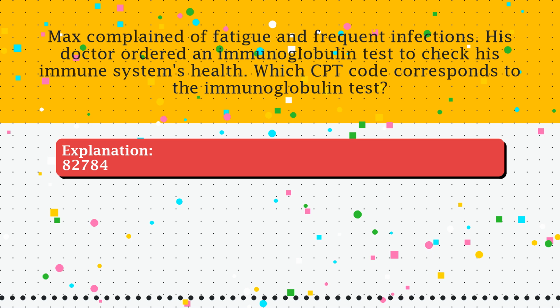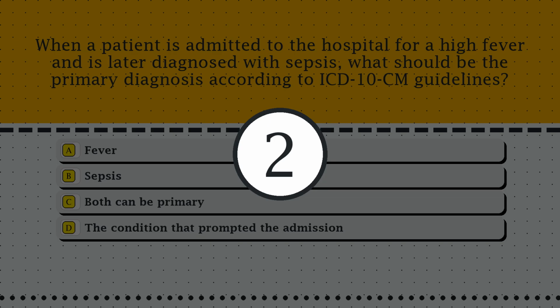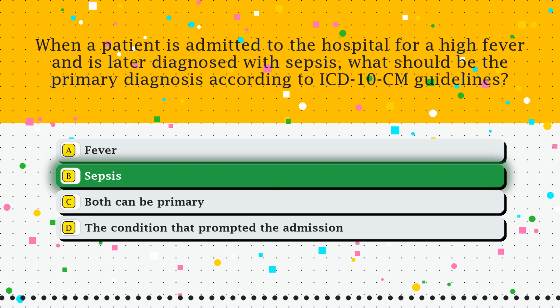Question 285. When a patient is admitted to the hospital for a high fever and is later diagnosed with sepsis, what should be the primary diagnosis according to ICD-10-CM guidelines? Option A, fever. Option B, sepsis. Option C, both can be primary. Option D, the condition that prompted the admission. The correct answer is option B, sepsis.